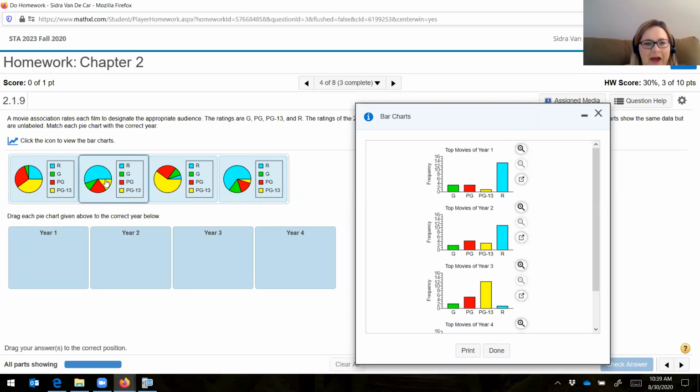Okay, let's try moving this one. And so year 2 would have to be the one where red's a little bit bigger.